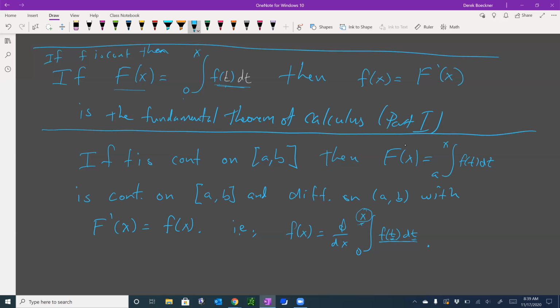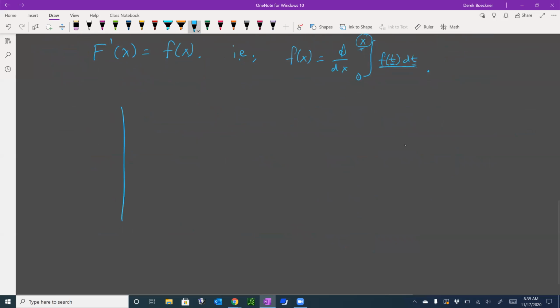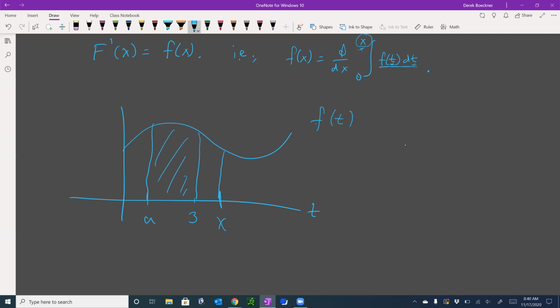So I am evaluating each of these guys at t, but where I stop evaluating is at x. So let's draw a picture. This is f of t, this is the t-axis. I'm going to tell you where to stop, and a is where you start, right? Okay. So if I told you to stop at 3, you would be able to tell me a fixed value, right? The f of 3 would be this area right here. Right. For each different stopping point, you get a different area.